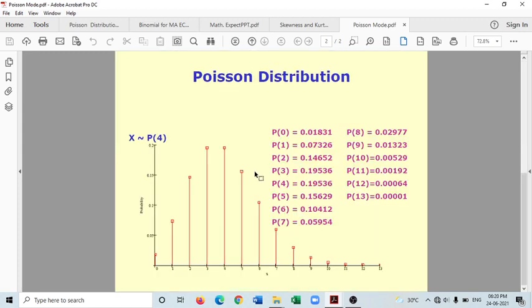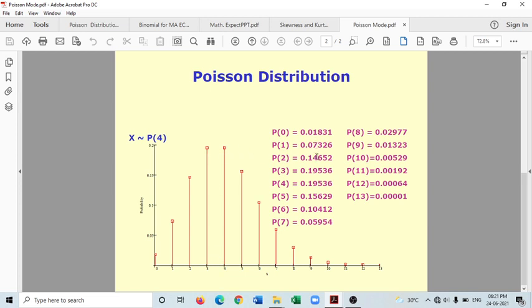The next graph will show a case of bimodal. We take x follows P of 4. Here lambda is 4, which is a whole number. Since lambda is a whole number, lambda minus 1 is also a whole number, that is 4 minus 1, which is 3. Which means that at 3 and 4 we have the highest probability. You can see the graph with the maximum height occurring at 3 and 4.